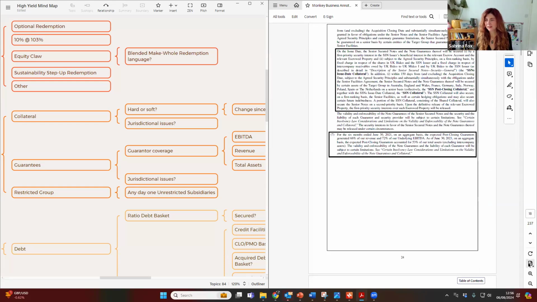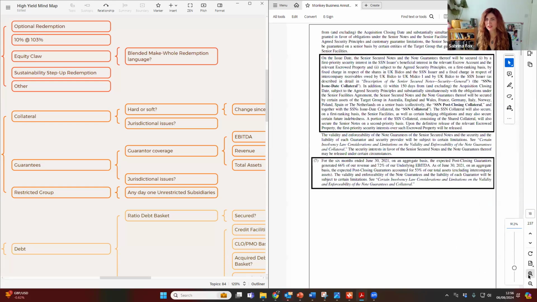I think I can make this even better, even bigger, how much on the basis of revenue, EBITDA, and total assets the post-closing guarantors will have accounted for. So in this case, the deal is 66% of revenue, 72% of EBITDA, and 53% of total assets, excluding intercompany assets. So what does that mean as a practical matter? Because these numbers are just numbers until you really drive them home.